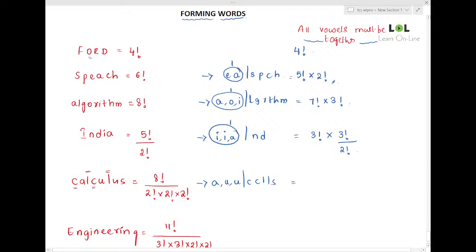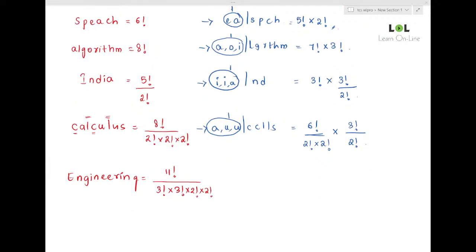Check this. Consider vowels as one unit. So now 5 units of consonants plus 1 unit of vowels. Altogether 6 units, 6 factorial. Not yet done. Wait, don't go to vowels yet. In consonants there are repetitions: 2 C's, 2 factorial, 2 L's, 2 factorial. And now we have to arrange vowels. 3 vowels, 3 factorial. Within them 2 U's are there, that's 2 repetitions, so another 2 factorial. And that will be my final answer.